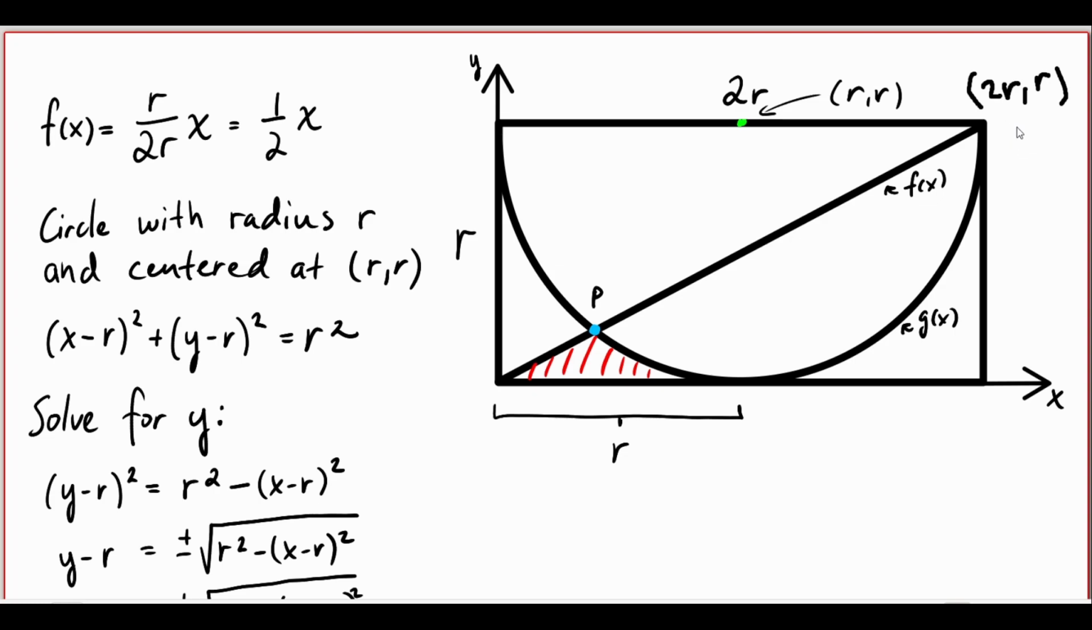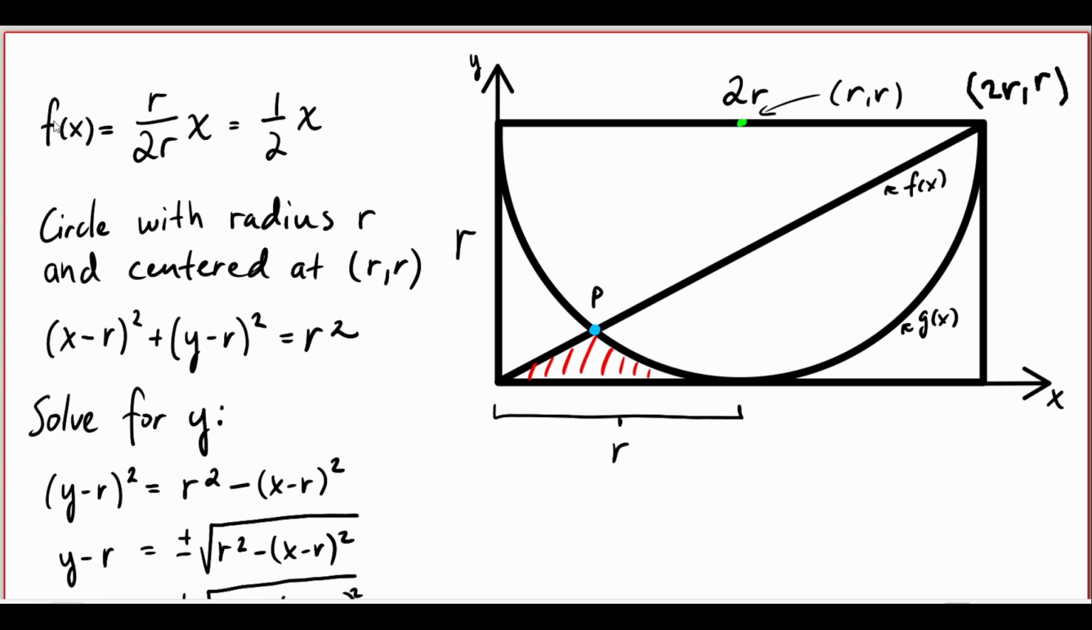And we know that in order to find the slope of this line, we can take this y value divided by this value here. So we will get r divided by 2r, and we have x here. So the slope is actually 1/2. So f of x equals 1/2 x. And then we have to find the formula for this half circle here. So this circle has a radius r, and it is centered at r comma r.